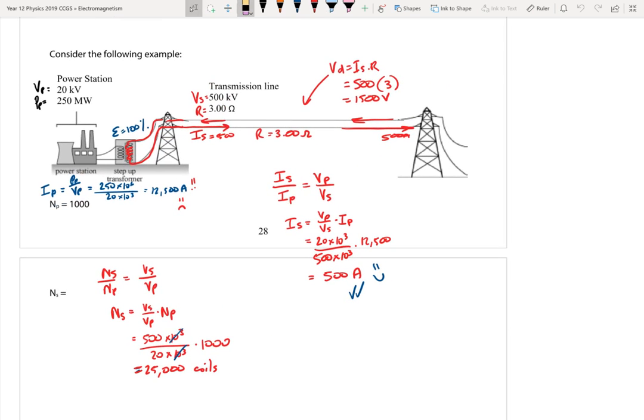And Malcolm, you startled me when you asked about the V squared on R. That's going to be the voltage drop, not the total voltage. So here's where we got to.